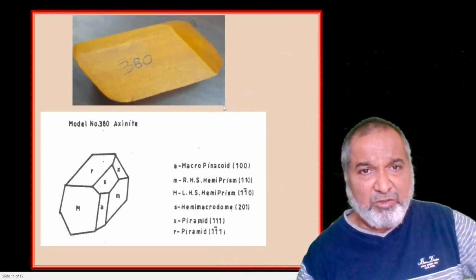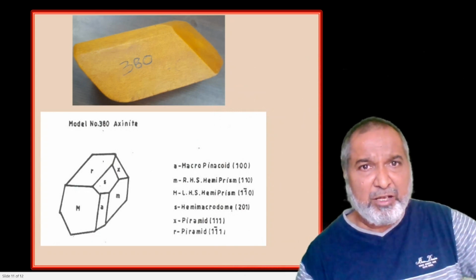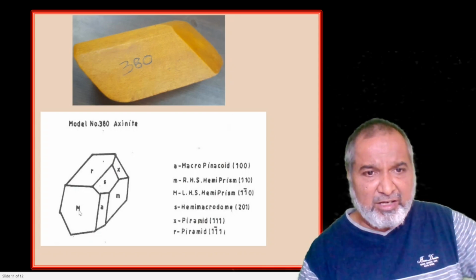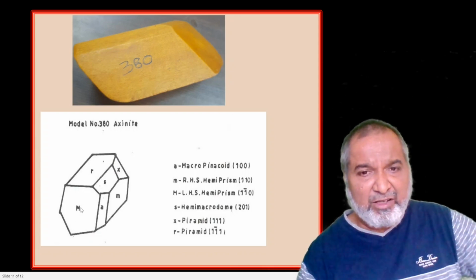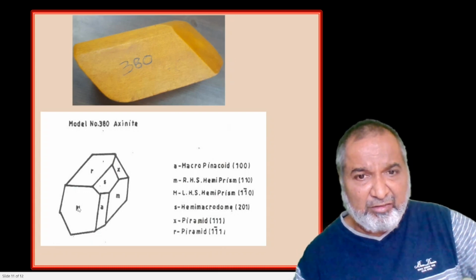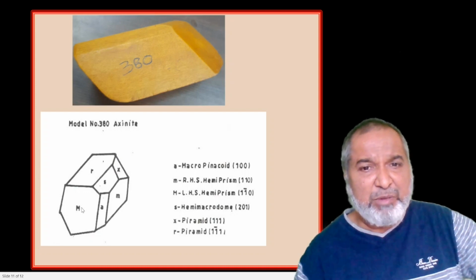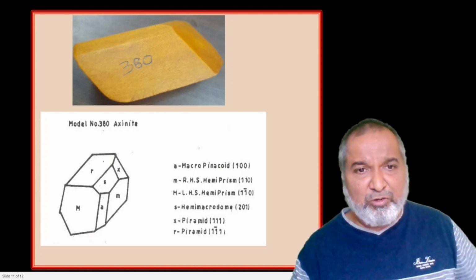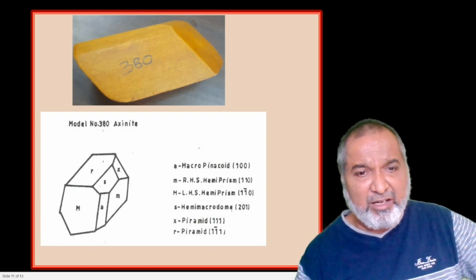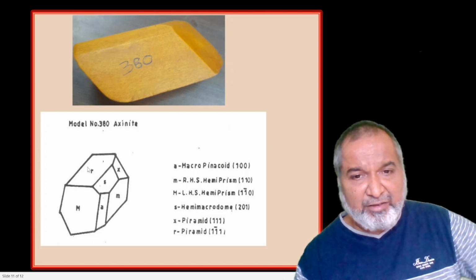Then the next model is 380. And this is the typical one. So in that you can see now the H is LHS. This is what we have, the LHS hemiprism. Left hand side, it is going to cut on that particular side. So the next one is A. This is A, the micropinacoid.